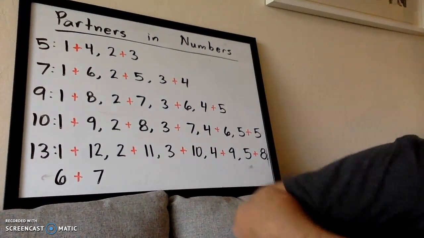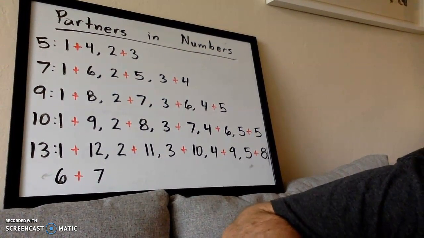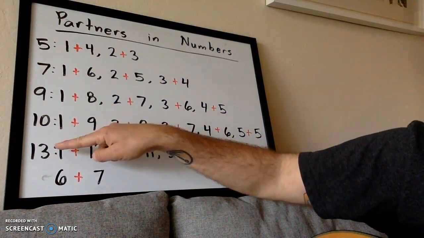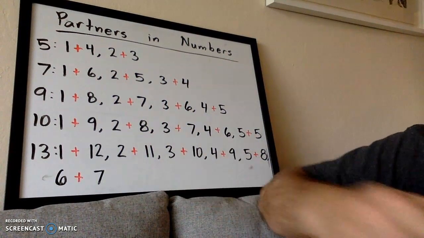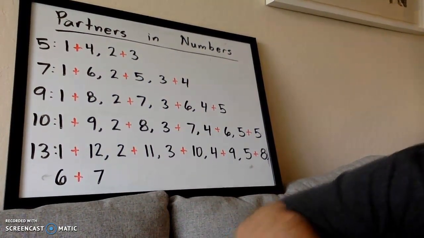So I'm going to sing the partners and numbers song. And while I'm doing that, you're going to think about partners and numbers. And then I'm going to say one of these numbers, and you need to try to tell us which partner you could use to make that number. Here we go.